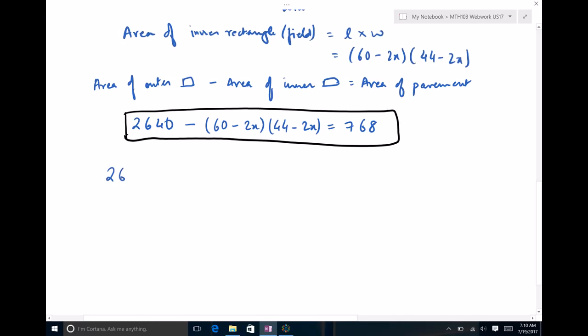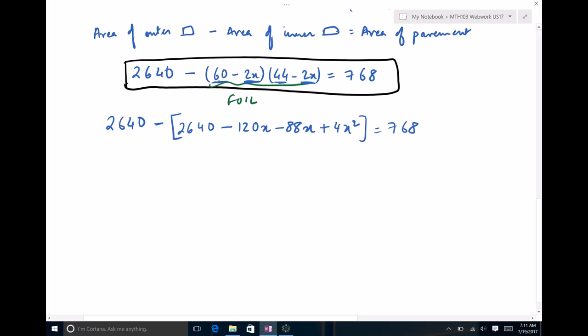So I'm going to write 2640, and in order to simplify this part, I'm going to FOIL it out. Initially I'm just going to retain the negative sign and write this all inside a big bracket to avoid confusion. So 60 times 44 is 2640, and then outer, so 60 times 2x is negative 120x. Inner, so 2x times 44 is negative 88x. And finally, negative 2x times negative 2x is positive 4x squared equals 768.